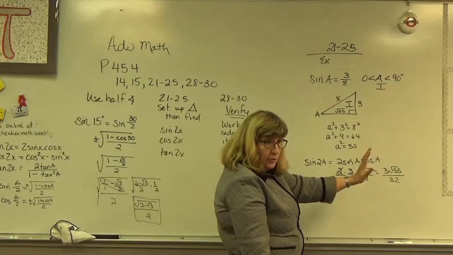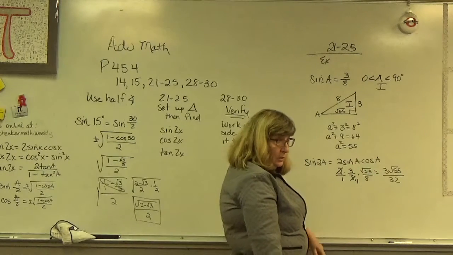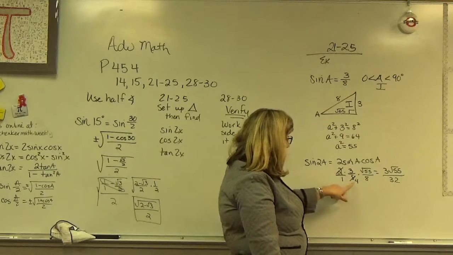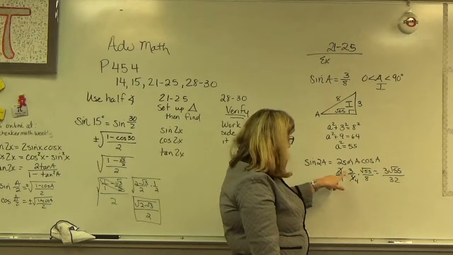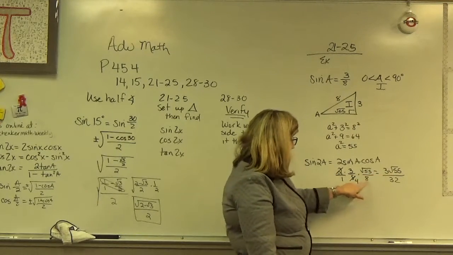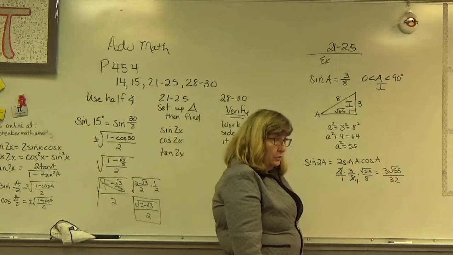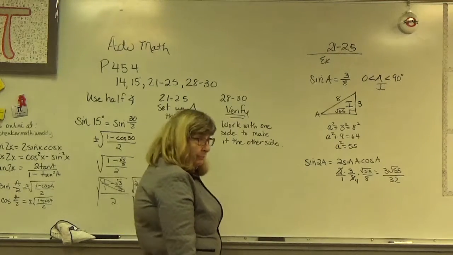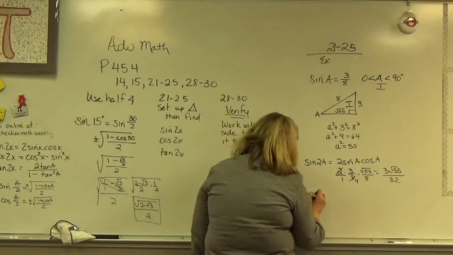And then, all I did was multiply. In multiplication of fractions, it's straight across, cross canceling when you can. 2 went into 8 4 times. So I'm left with 3 square roots of 55 over 4 times 8, which is 32. So everybody follow that one? That's all for that one.